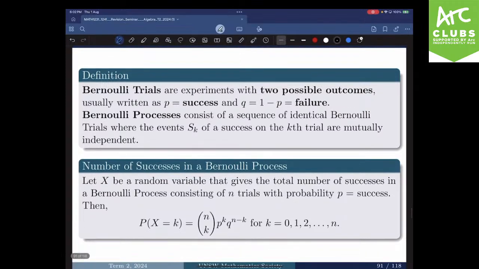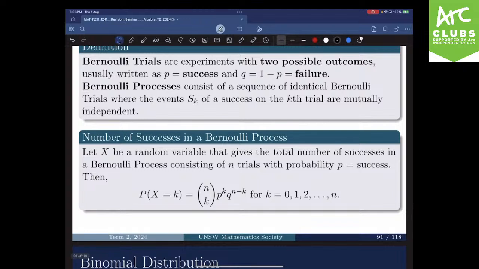A Bernoulli process is a sequence of identical Bernoulli trials. So we're just repeating multiple of these Bernoulli trials, where the events S_k of a success on the kth trial are mutually independent. That is to say, repeating this event multiple times does not change the probability of my successes or my failures. Every time I perform this Bernoulli trial again, it is always the exact same: same probability of success, same probability of failure, nothing ever changes.